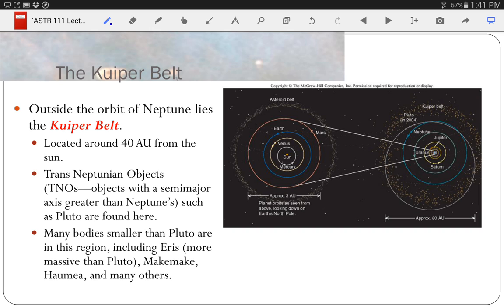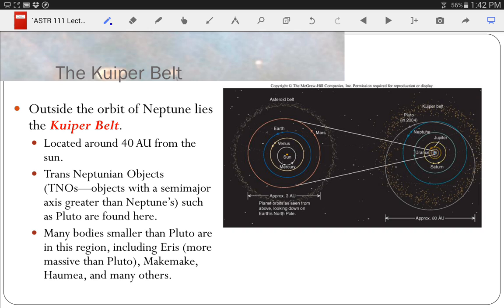So you can see the outer planets. And then you have the Kuiper Belt out here. Notice Pluto is moving in and out of the Kuiper Belt. At its closest, Pluto is closer than Neptune. At its farthest, it's out here beyond most of the Kuiper Belt objects shown in this picture.